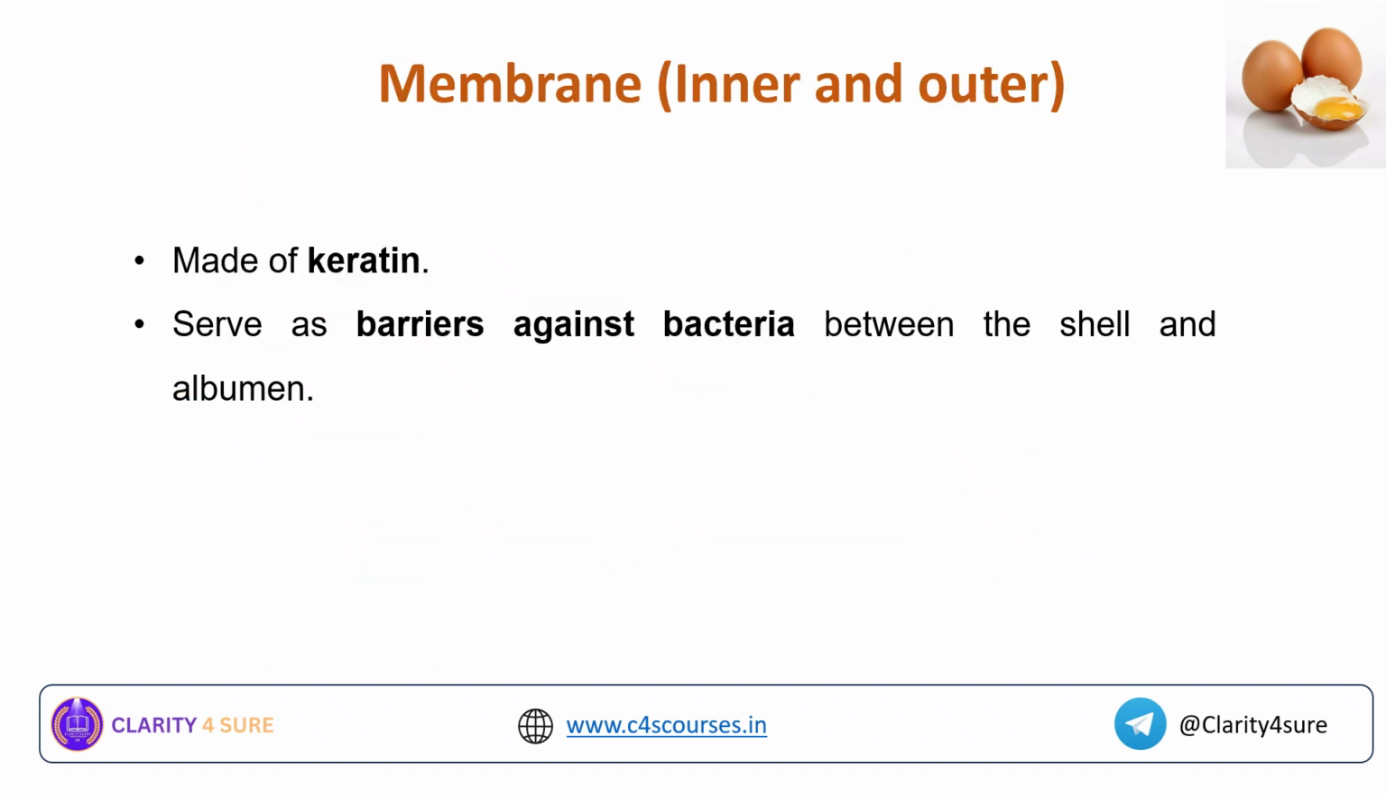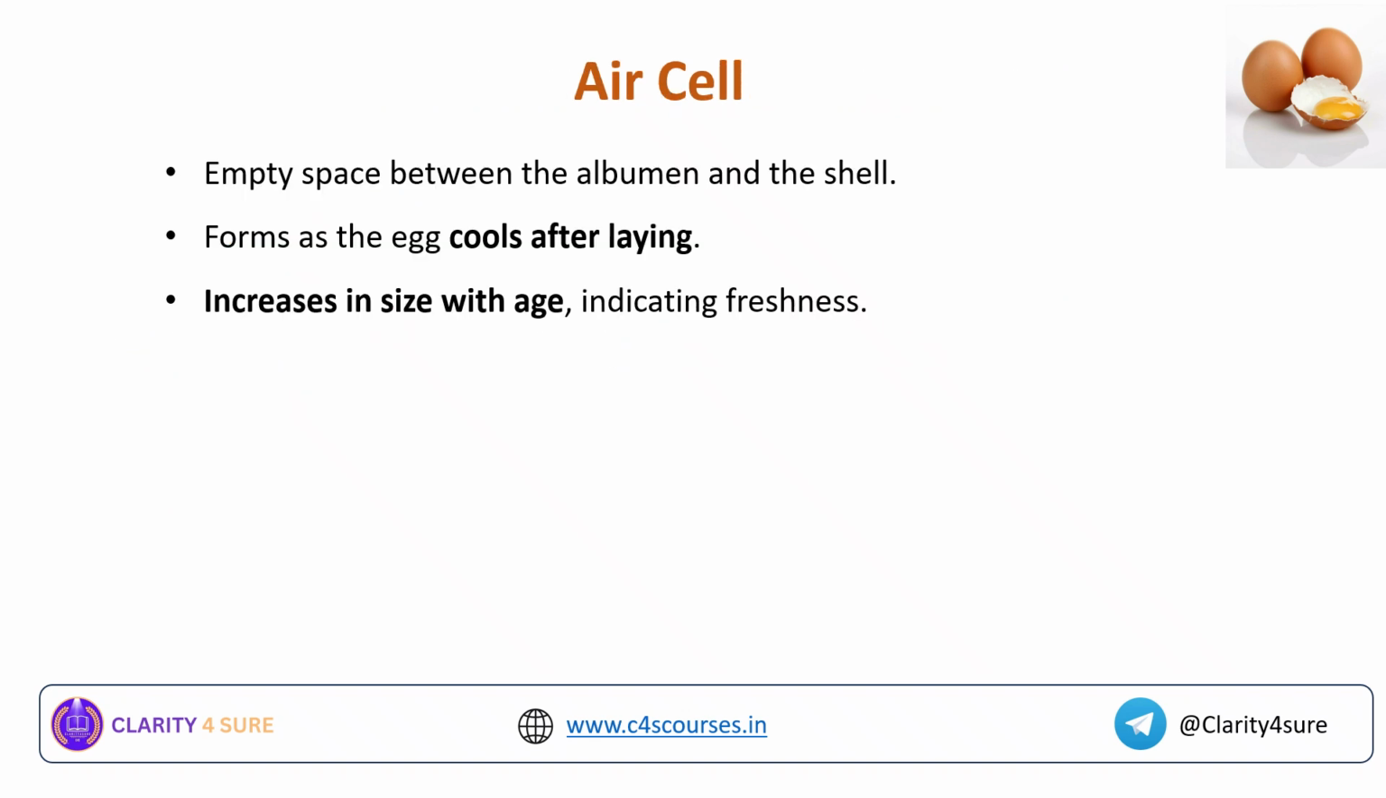Coming to the membrane, we saw the inner and outer membrane, which are made up of a protein called keratin. It serves as a barrier against bacteria between the shell and the albumin. This covers the shell and the albumin, so that it acts as protection against microbes entering. Next comes your air cell. I already told you that it is an empty space between the albumin and the shell. It forms as the egg cools after laying. It increases in size with age, indicating freshness. The size of the air cell gap indicates the freshness.